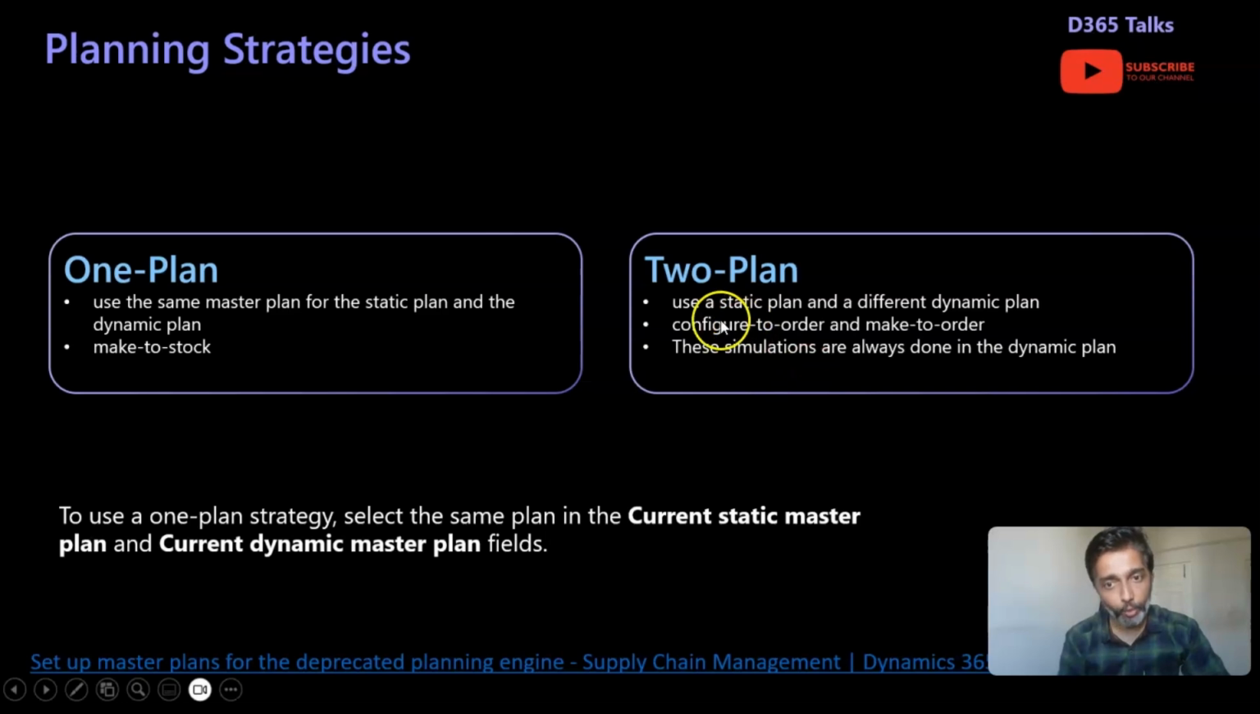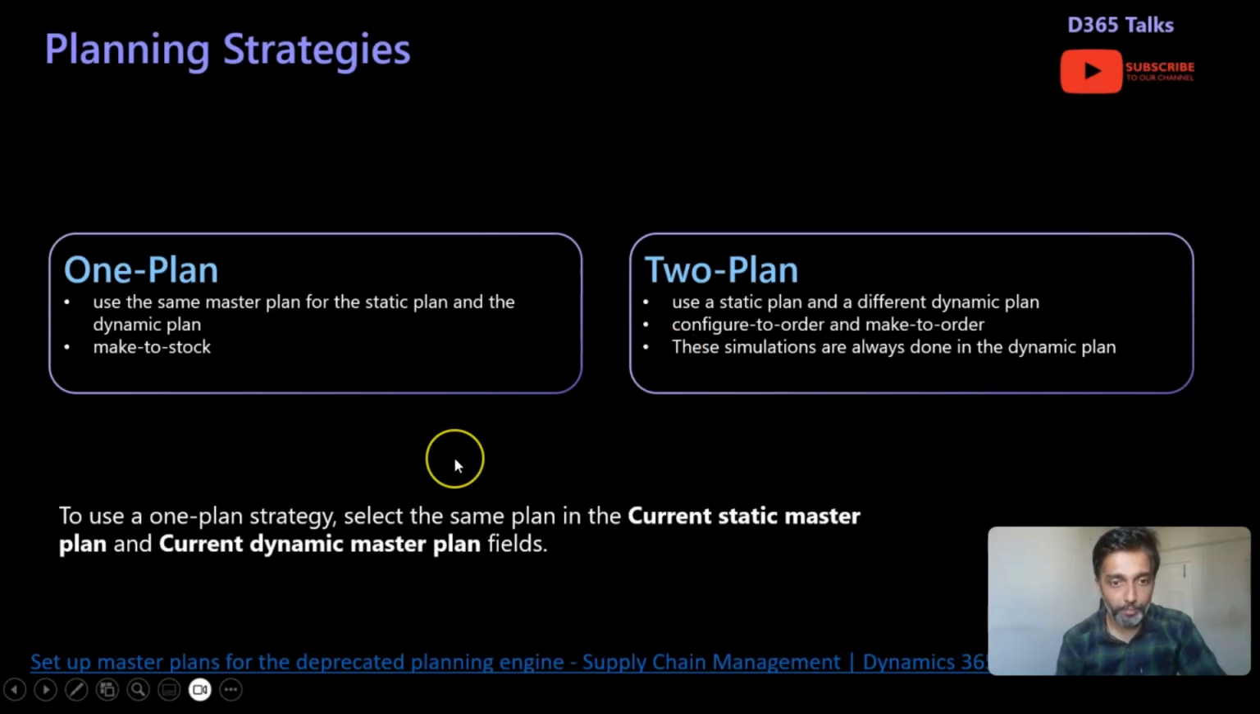In those cases, the two plan strategy is used, and two plan strategies are also used if you want to run any basic simulations. Let's say you may find some seasonal demands, especially during some period of the year. If you want to run some simulations using a short-term dynamic plan, in those cases it is better to have a two plan strategy rather than a one plan strategy, right? So that's the primary difference between a one plan strategy and a two plan strategy.